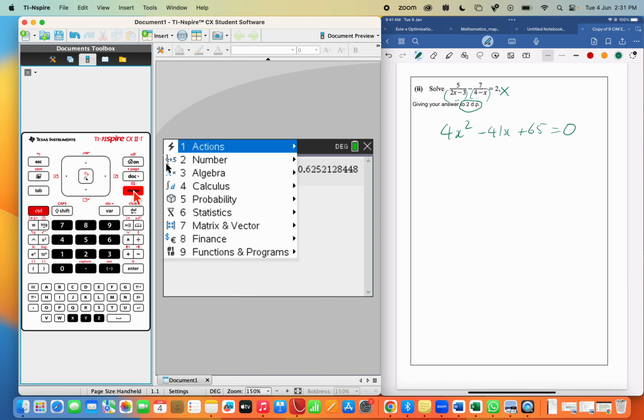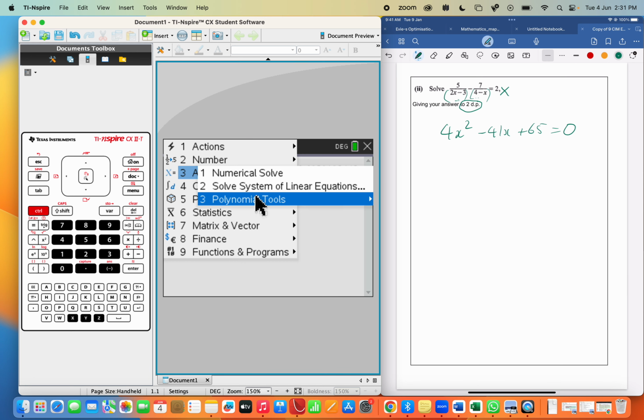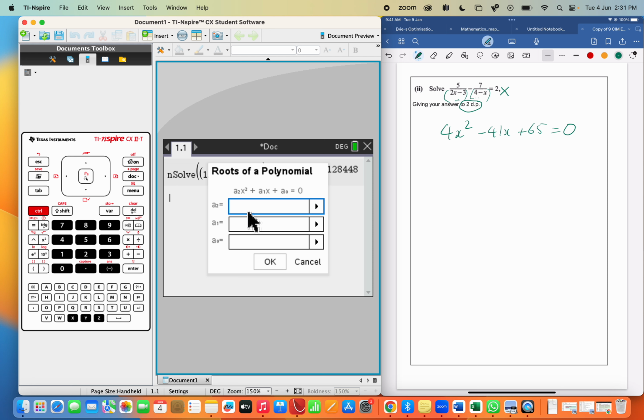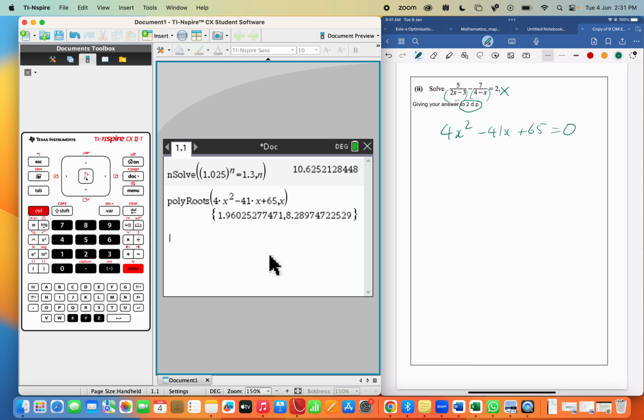So what we can do is go menu, algebra, polynomial tools, and find the roots of a polynomial. It's a degree 2 because it's an x squared. Then we type in the coefficients of the x squared, the x, and then the constant. So this is 4, this is negative 41, and this is 65. We press OK, enter, and there we go. Just transfer down: x equals 1.96 to 2dp, or x equals 8.29. So we've got a couple of marks there.